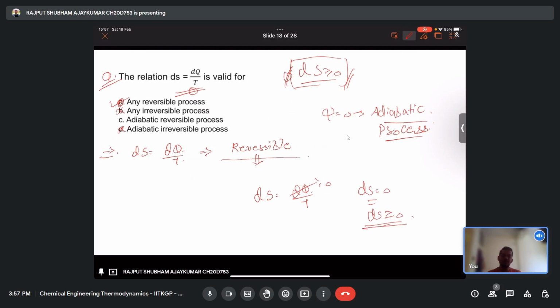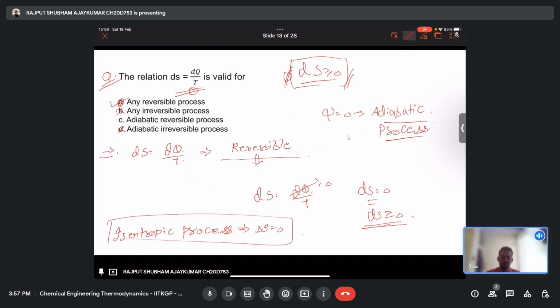So in general, ds equal to dq by t is valid for a reversible process. How can we relate the equation to the reversible adiabatic process? What will the process be termed? It's called an isentropic process. Let's say entropy is constant, that is isentropic, and it relates to the change in entropy being 0.